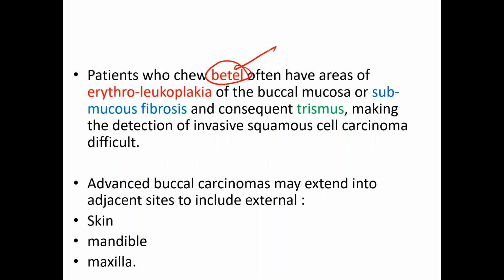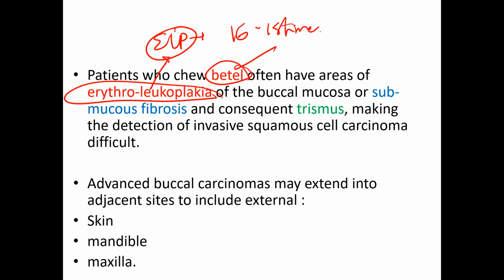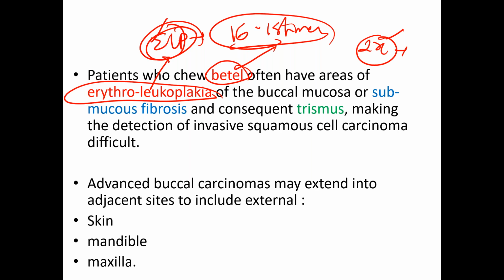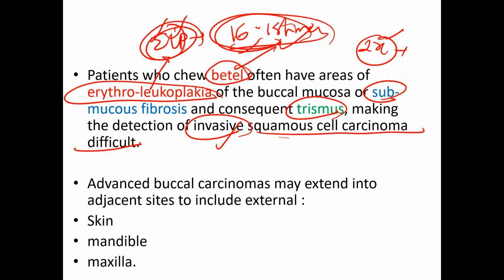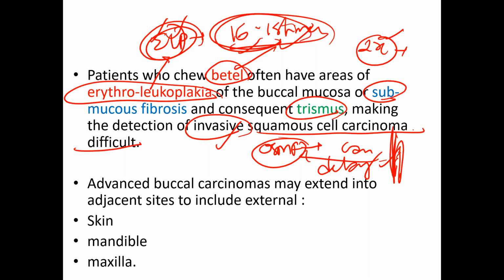Patients who chew betel in the areas of leukoplakia, I already told you, erythroleukoplakia has a chance for carcinoma nearly 16 to 18 times. Leukoplakia has a higher chance of cancer, and erythroleukoplakia, the red colored patch, is 16 to 18 times, very important. So it leads to oral submucous fibrosis, and trismus will be there, and detection of invasive squamous cell carcinoma becomes difficult. Oral submucous fibrosis forms a layer on that, and it inhibits us from seeing the cancer. So we might be delaying the diagnosis.